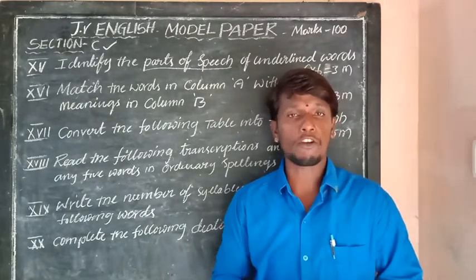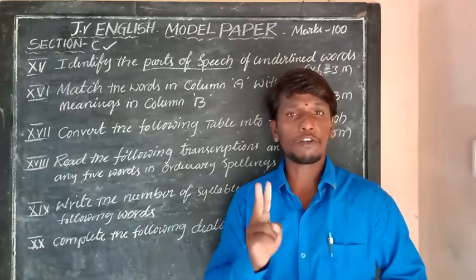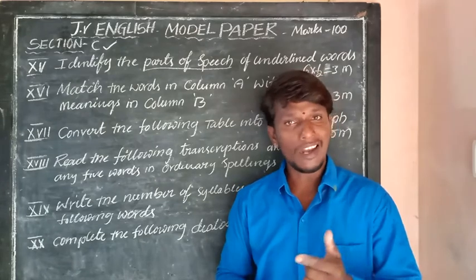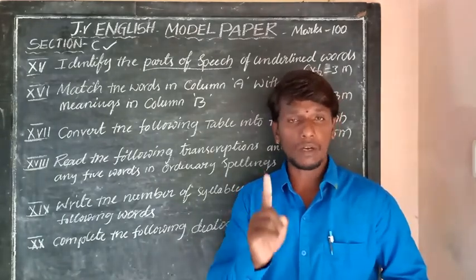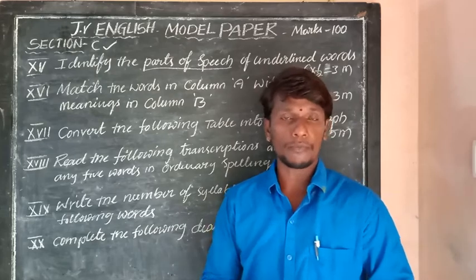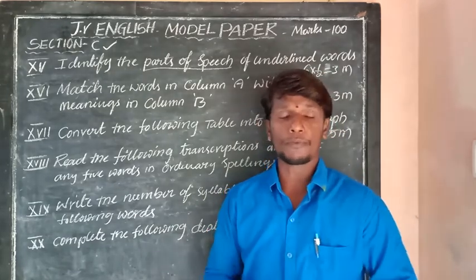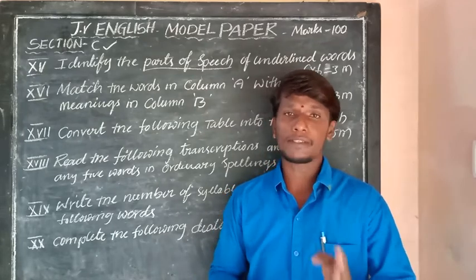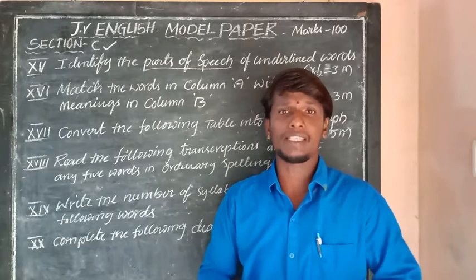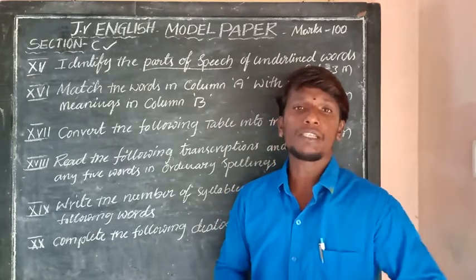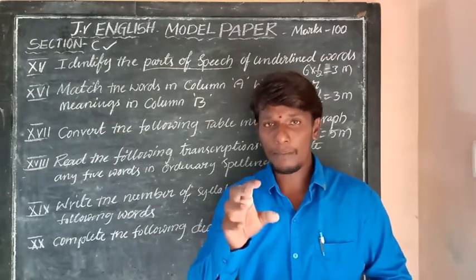For example, if you take college, there are 2 syllables. It is a disyllabic word. If the word has one syllable, it is a monosyllabic word. If the word has three syllables, that is a trisyllabic word. If the word has four syllables, that is a tetrasyllabic word. Or if the word has many syllables, that is a polysyllabic word. That is how you need to identify the syllables in the words.